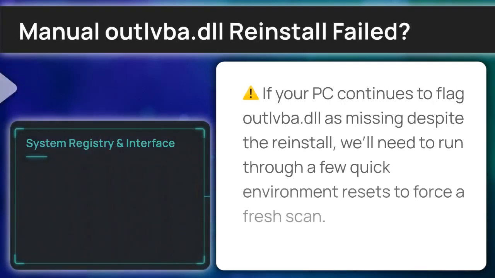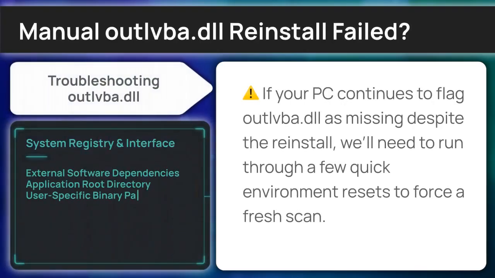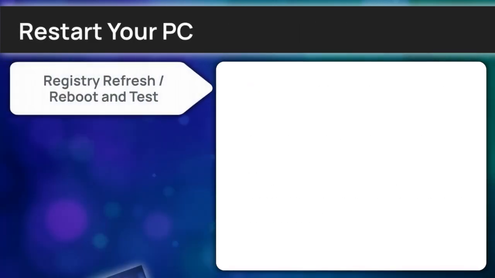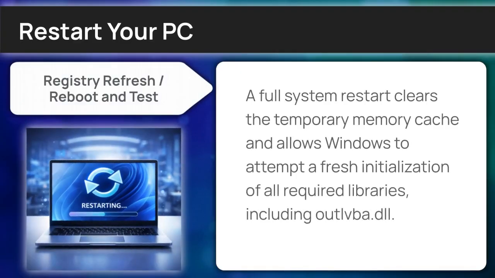If no luck was had with the redistributable package, we will escalate the fix by performing a targeted reset of the system state. Performing a restart can determine if the error is just a transient environment glitch. A reboot refreshes your system's path variables and can sometimes re-establish a broken link to the Outlook VBA library file.